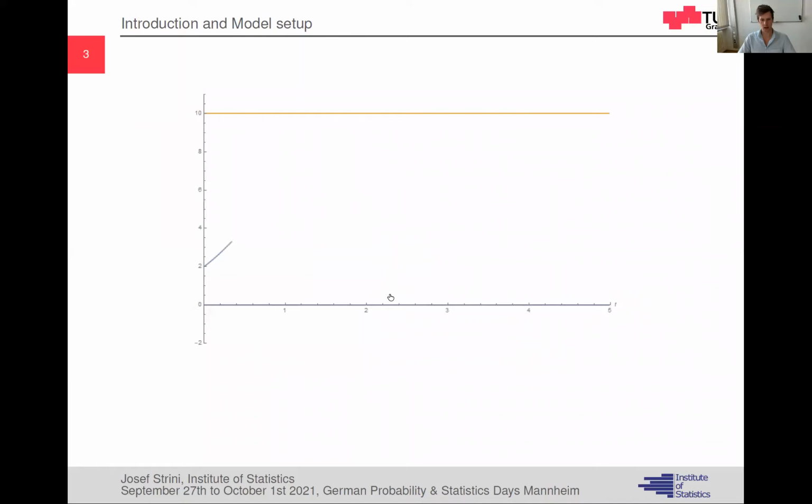Here we can see a sample path of such a process, increasing deterministically, then we have a downward jump, and then again increasing deterministically. If the process becomes negative, then the insurance portfolio is ruined and we stop the business.